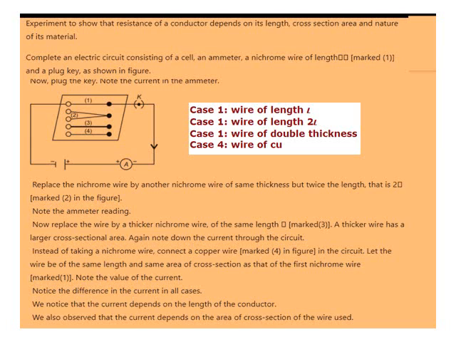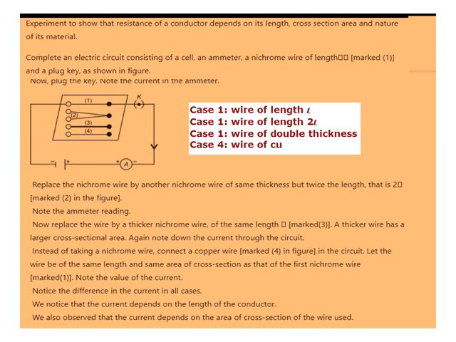So let us go into the experimental setup now. Experiment to show that the resistance of a conductor depends on its length, cross-sectional area, and nature of its material. Complete an electric circuit consisting of a cell, an ammeter, a nichrome wire of length L, that is number 1, and a plug key, all shown in the figure. So number 1 is a nichrome wire of length L.